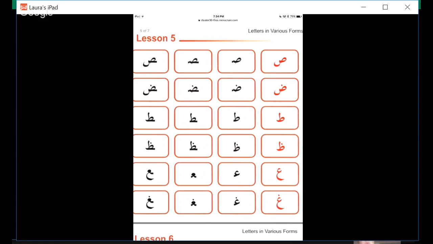And in order to put words together, you have to not only know the 28 letters that we learned last week, but you have to know how they change to be able to put words together. And we'll be working on that this week as well.